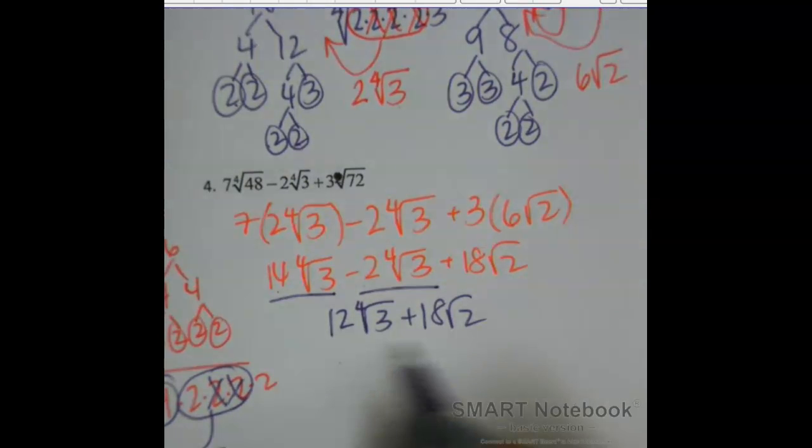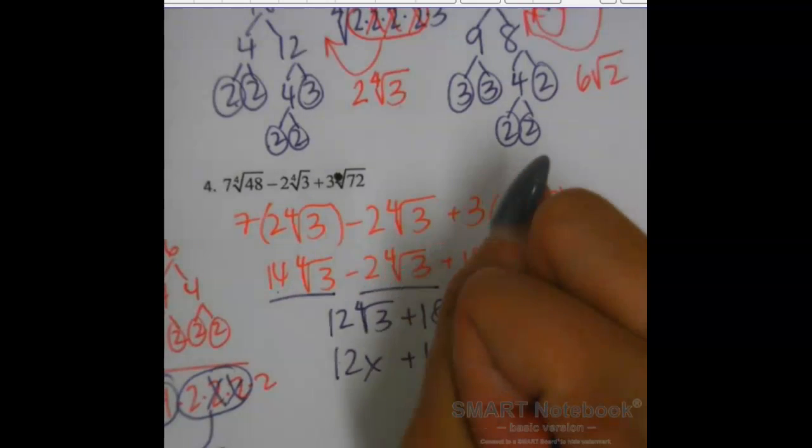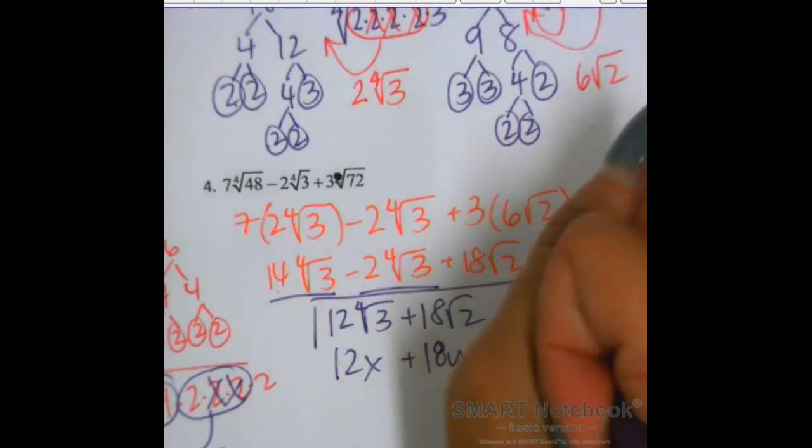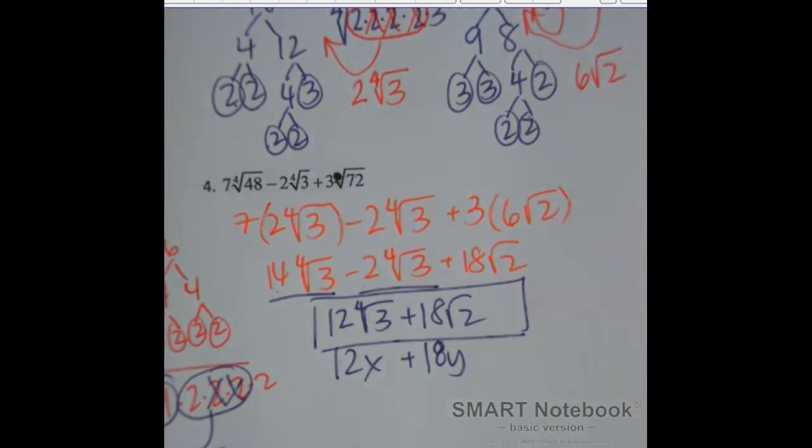Is there any possible way that I can combine this? This is like having 12x plus 18y. There's no way you can combine those. This would be your answer. It's the same thing as having 12x and 18y. They're completely different. Don't combine them.